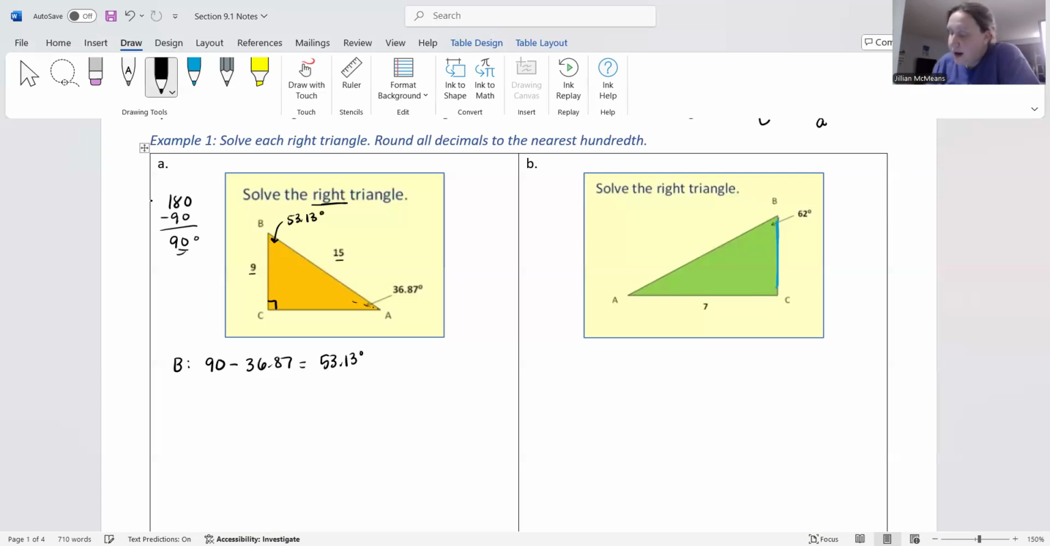Opposite angle A is side length lowercase a. Opposite angle C is side length C. And opposite angle B is side length B, and that's what's missing. Okay. And the great news is we're dealing, number one, with a right triangle, and two, we have two of the three sides. So we can just use the Pythagorean theorem to find our missing side.